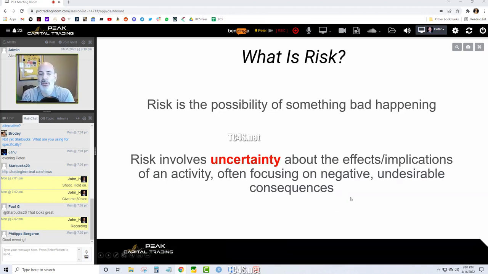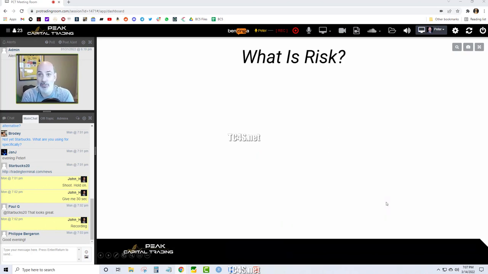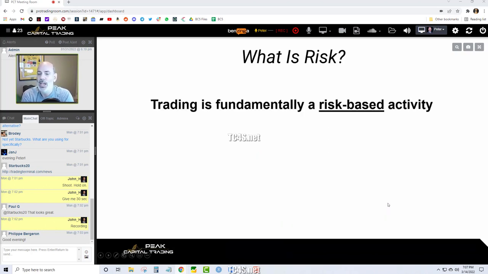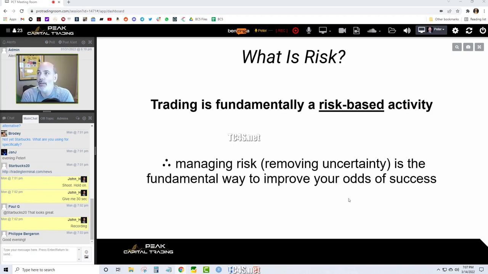The reality is in our life, there's risk in everything we do. And you'd think that because it's involved in pretty much every activity we undertake, we'd be better at understanding it and better at managing it. The reality is we're not. We just aren't, right? So like I said earlier, being that trading is fundamentally a risk-based activity, it tends to follow, therefore, that managing risk or removing that uncertainty of risk is a fundamental way to improve our odds of success. So we're going to spend a little time here tonight talking about risk because it's an important thing to understand at its core.